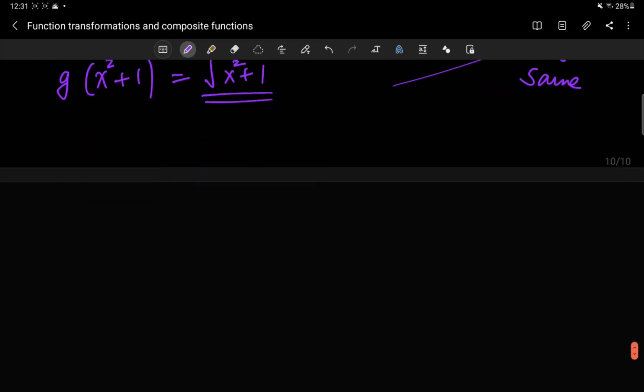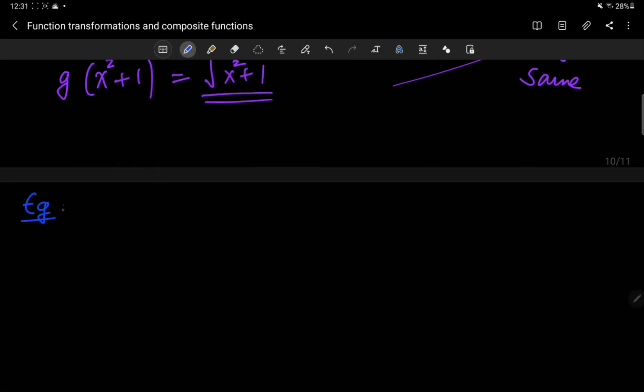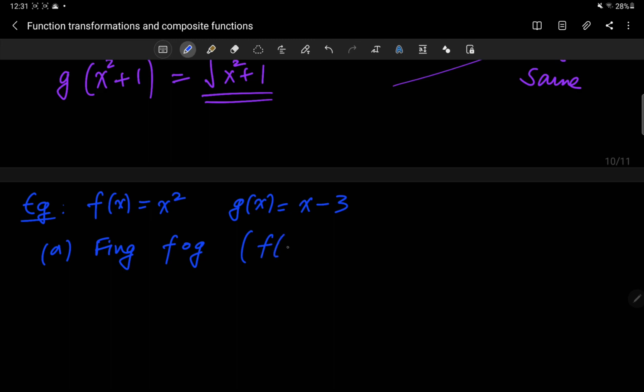Okay. Let's look at an example. Say f of x is x squared, g of x is x minus 3. First it says find f of g, which is just another way of saying f of g of x, and g of f, and their domains.